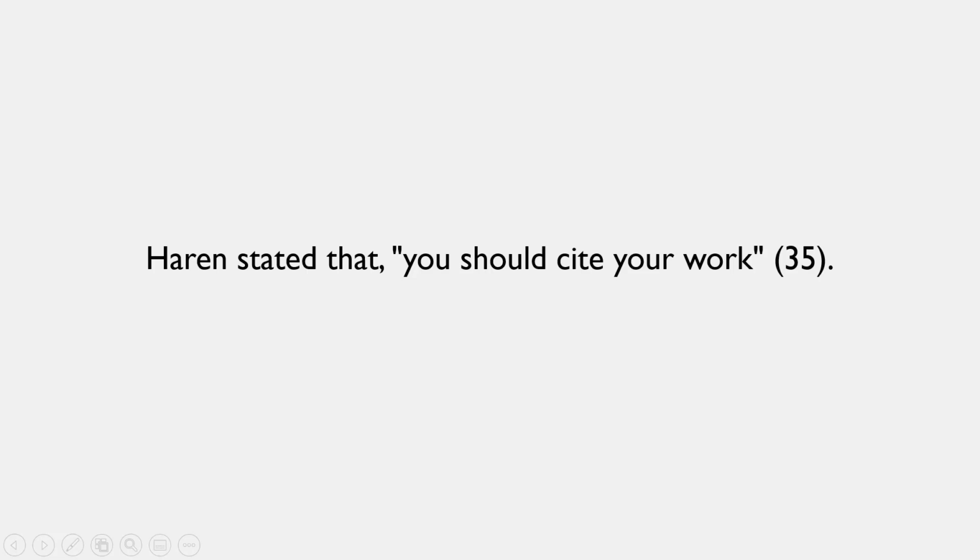However, this isn't the only way to include an in-text citation. If the author's name is part of the text you're going to cite, you don't have to include it within the parentheses. Instead, you can format your citation like this. Heron stated, "you should cite your work" (35). You'll notice that both of the elements in the in-text citation still appear in the citation, and therefore it works.